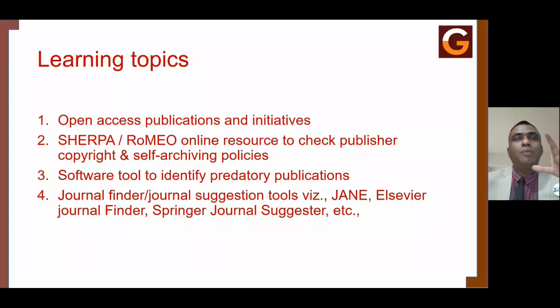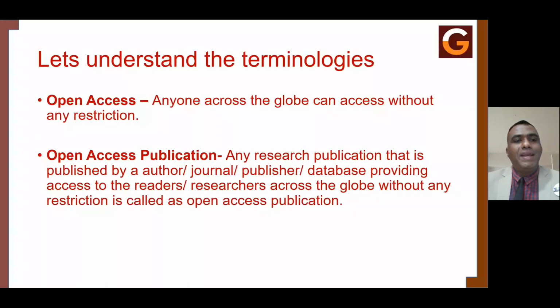Any research publication that is published by an author, a journal, or a publisher, and the database providing access to the reader or the researcher across the globe without any restriction, is called an open access publication. As an author, even if you are selecting a particular journal which publishes closed access research papers, you can check with the journal whether they have open access publication. So from the author's end, you also have a choice whether to go for an open access publication or a closed access publication.